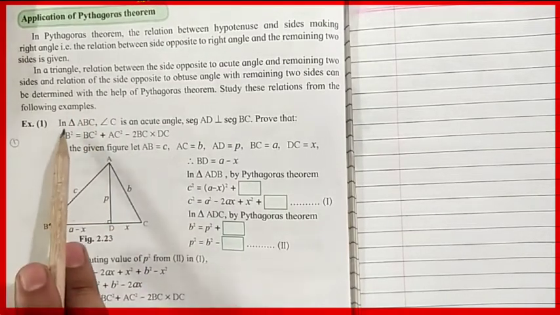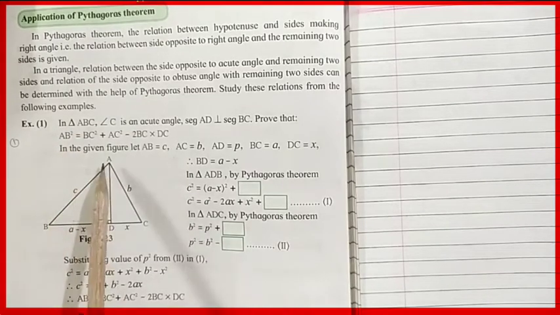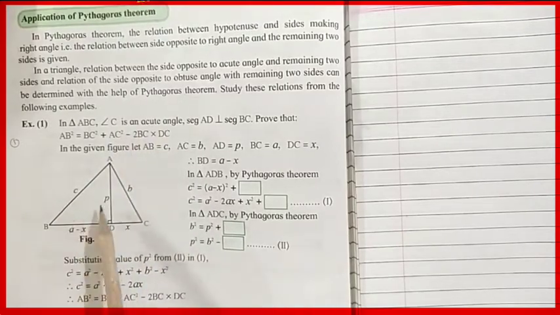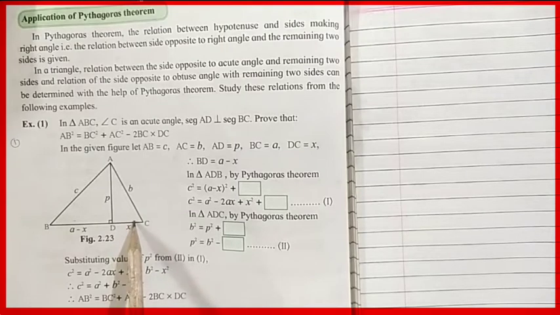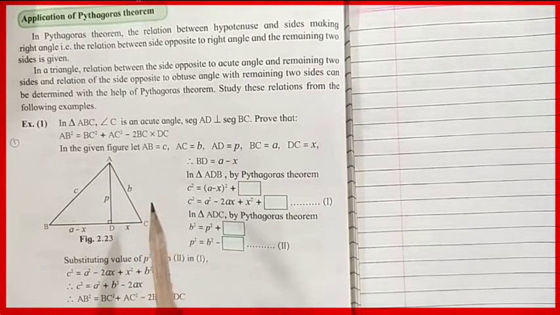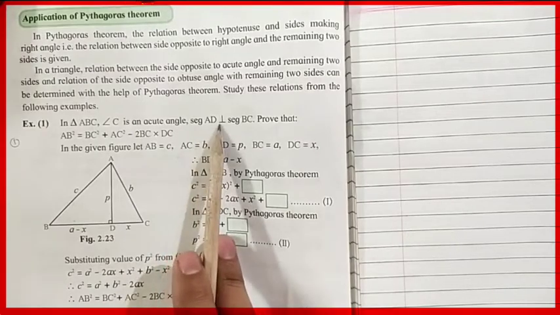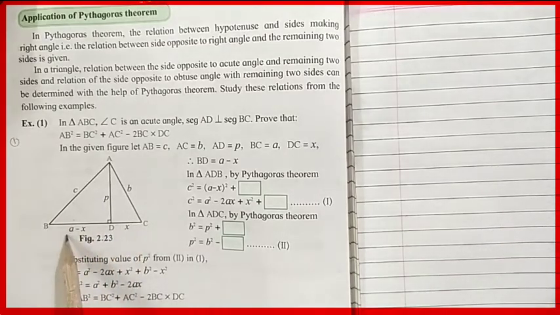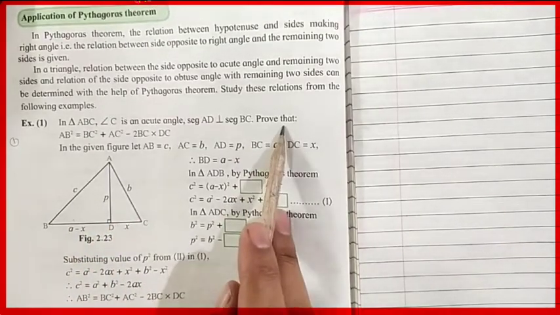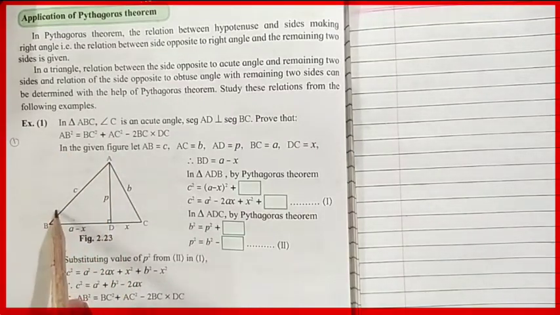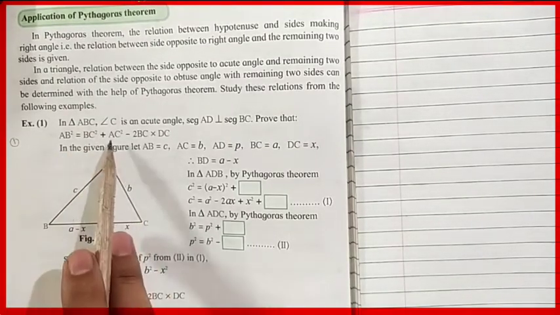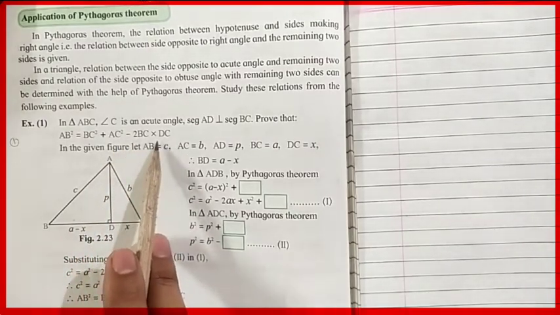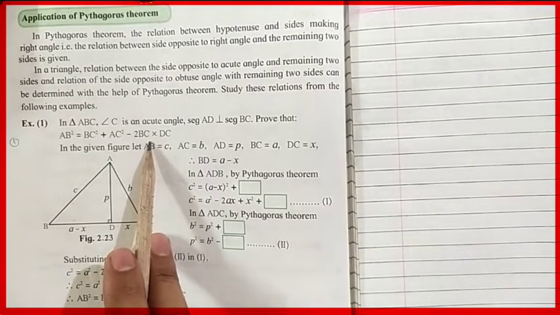It is given that in triangle ABC, this is the triangle A, B and C, angle C is an acute angle, that means it is less than 90 degrees. Segment AD is perpendicular on side BC. Then prove that AB square equals BC square plus AC square minus twice BC into DC. That we have to prove, and it is really very easy to prove.